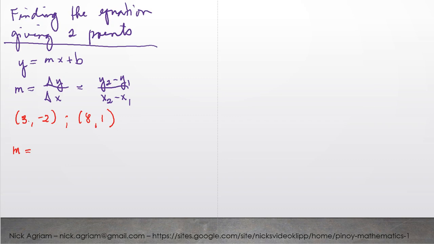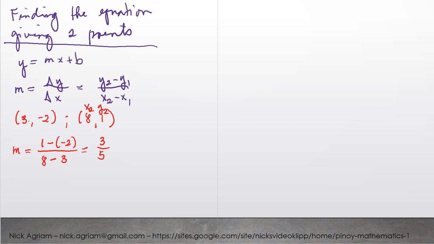Okay, let's say that this is my x sub 2 and y sub 2. That means the other one is y sub 1 and x sub 1. Okay, y sub 2 is 1 minus negative 2, and then x sub 2 is 8 minus 3. Then we have negative will be positive, so 3/5. That's my m.